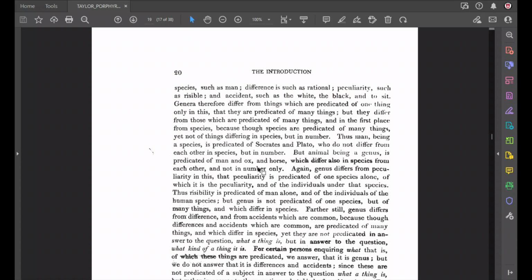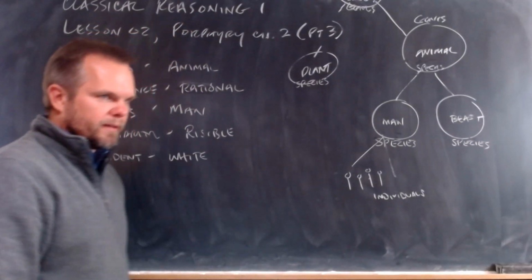Difference is such as rational. So an example of difference would be rational. And I'll show you what this means in a minute. Peculiarity would be risible. And lastly, accident, we'll just use one of them, white. Okay? Let's look at what this means real quick.